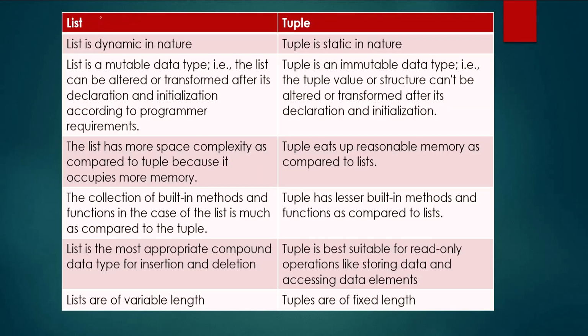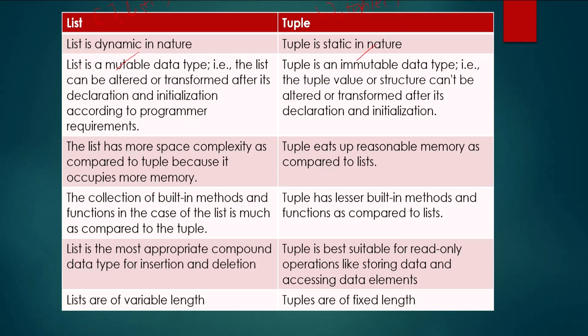What is a list? In Python, a list is created using square brackets or by using the inbuilt function list. And these are mutable in nature. And tuples. In Python, a tuple is created either using the parentheses or using the inbuilt method tuple. These are immutable in nature.